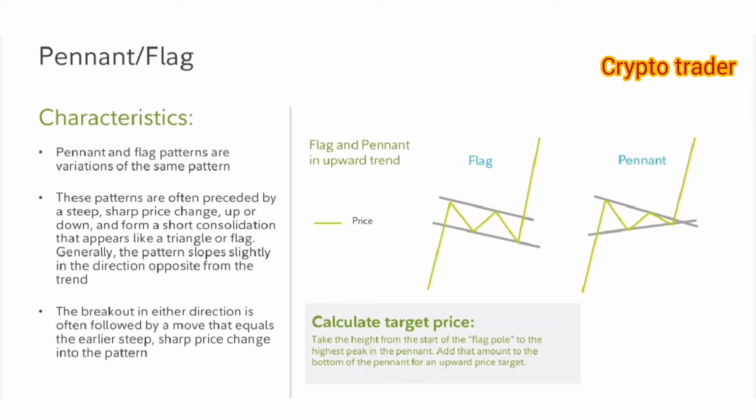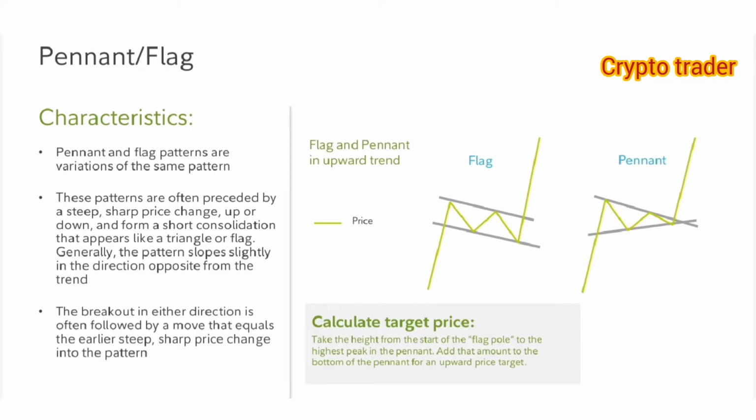Pennant, flag. Pennant and flag patterns are variations of the same pattern. These patterns are often preceded by a steep, sharp price change, up or down, and form a short consolidation that appears like a triangle or flag. Generally, the pattern slopes slightly in the direction opposite from the trend. The breakout in either direction is often followed by a move that equals the earlier steep, sharp price change into the pattern.